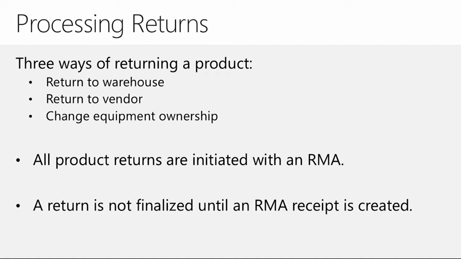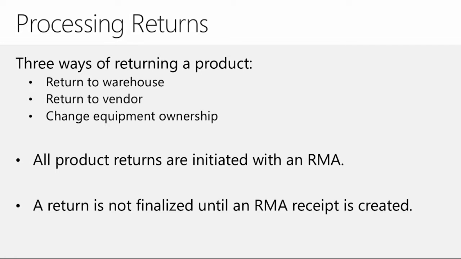Regardless of how you're doing it, all of your product returns are going to be initiated with an RMA. That RMA is really going to designate the product that you want to return, the unit that you're using for that individualized product, as well as the quantity and the work order that it was associated with, as well as the price list.